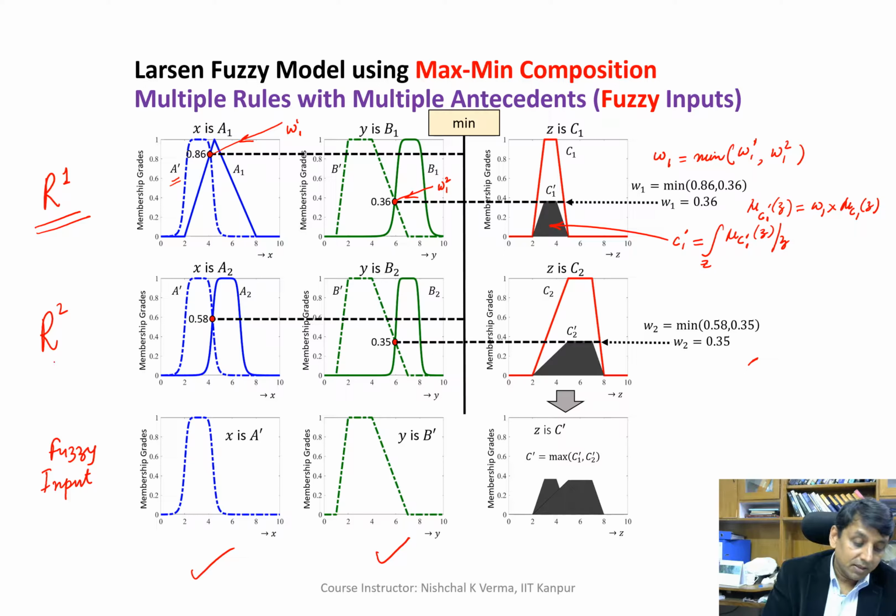Similarly, we find the points of intersection here for the second rule. We call these W21 and W22. So W2 here is equal to the min of W21 and W22.